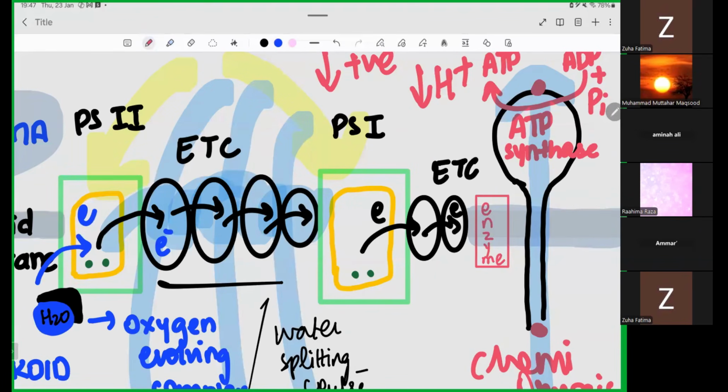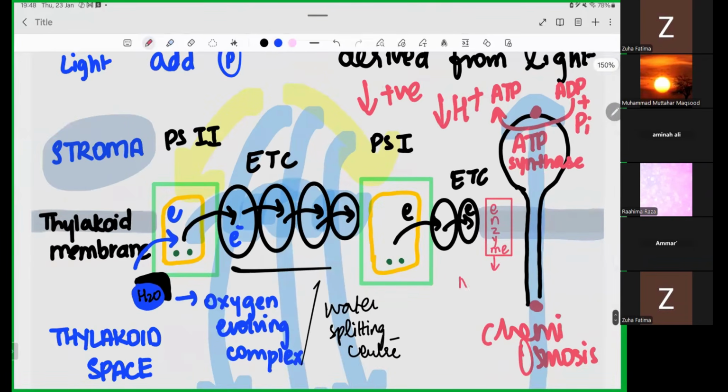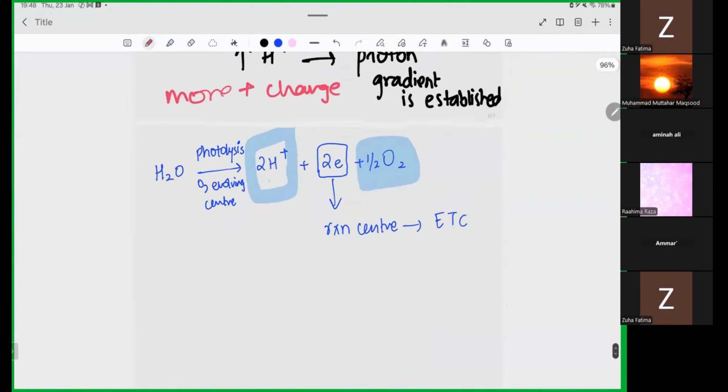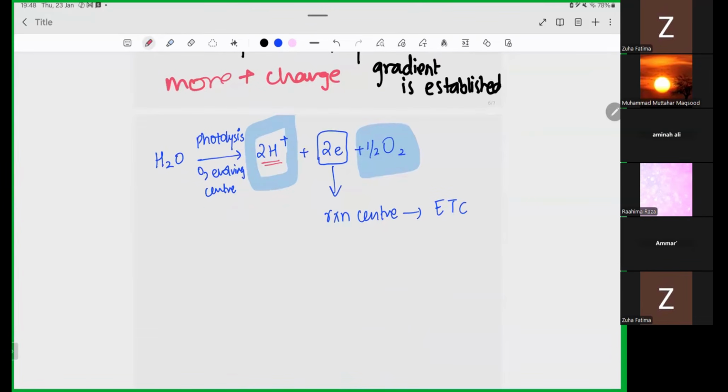Now, this enzyme is known as NADP reductase. And from the name of this enzyme, we can figure out that this enzyme would cause the reduction of NADP. So हमारे पास यहाँ NADP already present होता है. The hydrogen ions, or the protons that were produced as a result of photolysis, these protons are accepted by NADP.